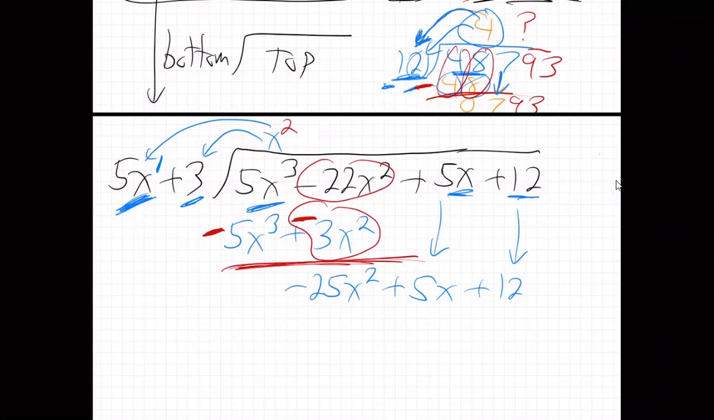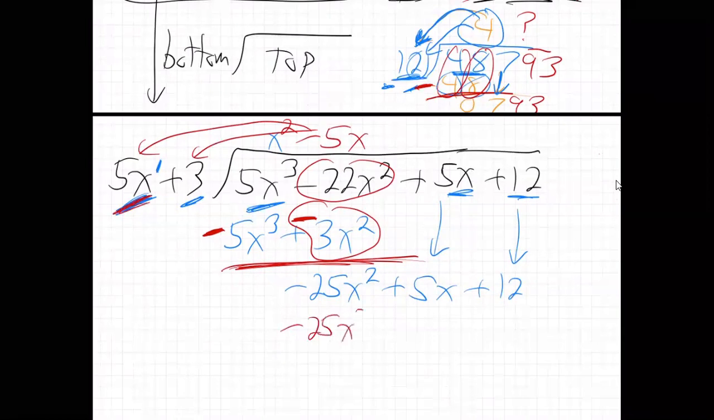Well, it's got to be minus 5x, right? Get rid of zeros here. This minus 5x is going to go boom and boom. Minus 5x times plus 5x is minus 25x squared. Perfect match. See that? That's what you want. You want an exact match. Same sign, same everything. And then minus 5x times plus 3 is minus 15x.